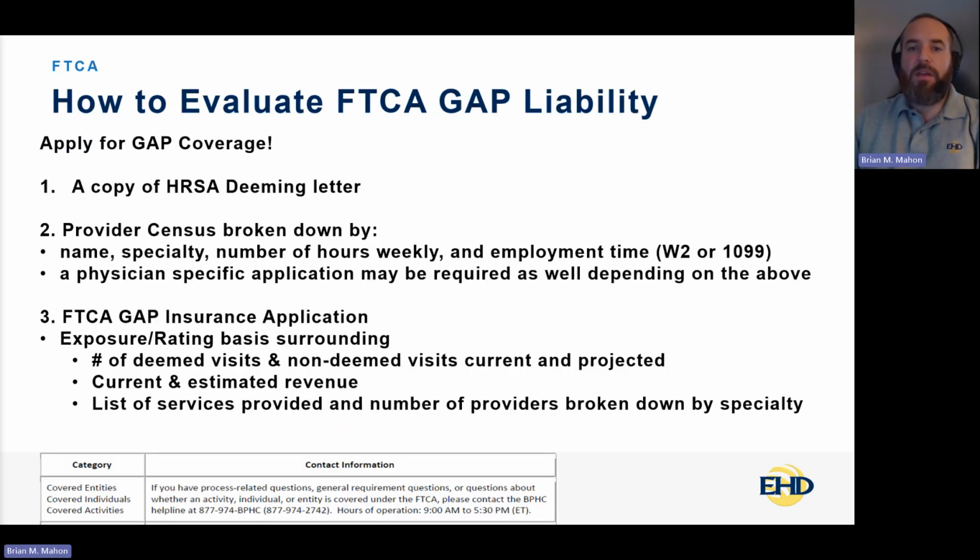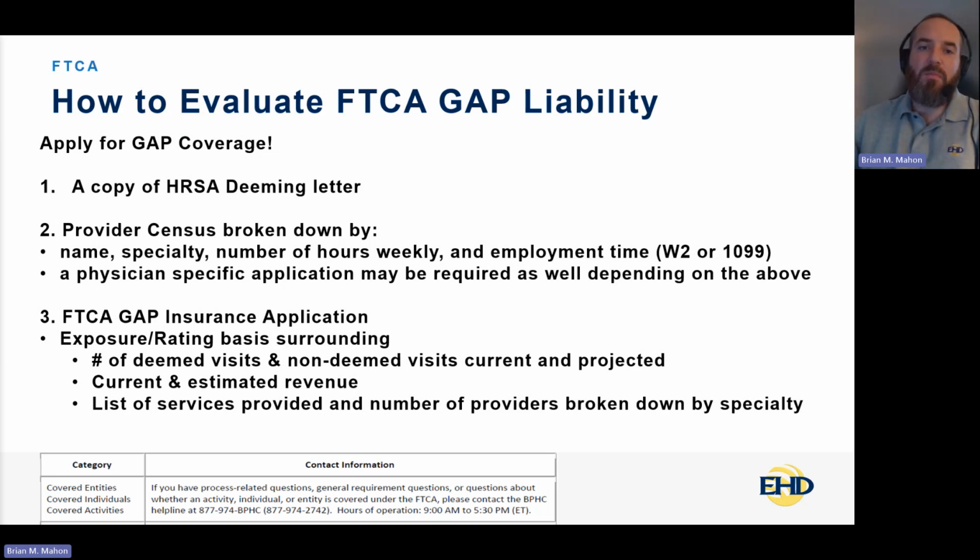So how do you evaluate your gap? Well, what's really nice is there's a 1-800 number if you have any questions, so I included that down at the bottom. Any covered entities, covered individuals, covered activities. And again, this is taken right from the manual. But applying for coverage, even if you don't end up buying it, is a great way to determine your gap, right?